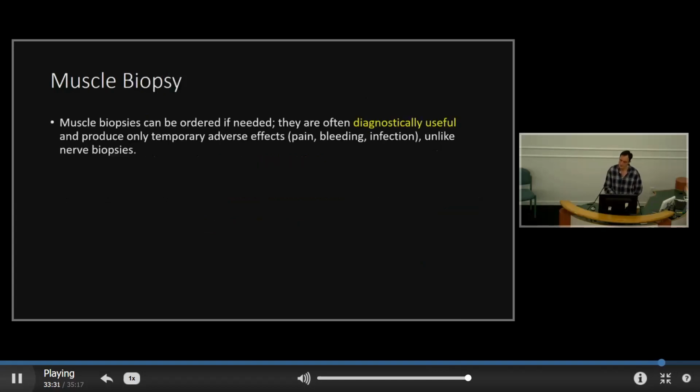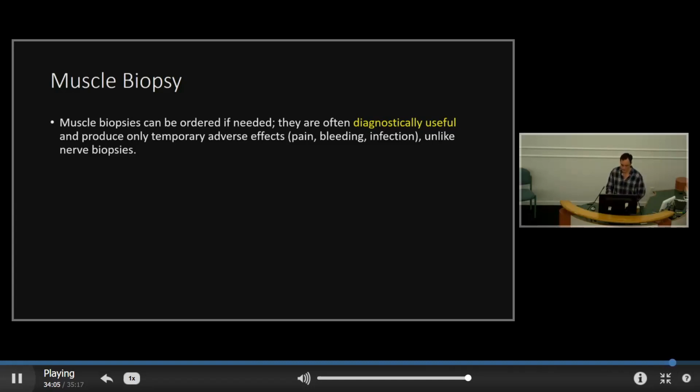Okay, muscle biopsies. So unlike nerve biopsies, which are rarely needed, muscle biopsies we do more. And the reason is, first of all, they're often more diagnostically useful, but also the adverse effect profile is much kinder. So muscle can obviously regenerate to a greater degree than nerve, and muscles tend to be a lot bigger, so you don't have the same difficulty if you take a tiny bit of a quadriceps muscle. It's not like taking a tiny bit of a sural nerve, which could be a lot of the sural nerve.